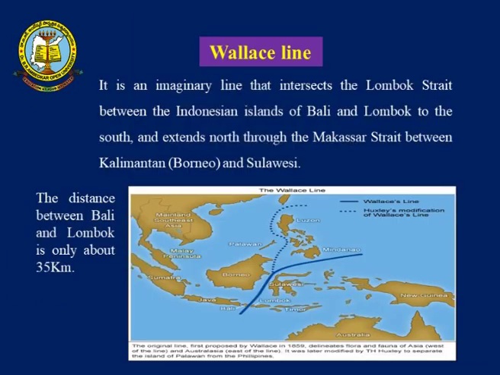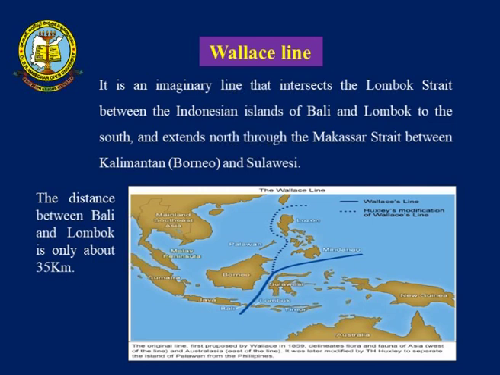The Wallace line is an imaginary line that intersects the Lombok Strait between the Indonesian islands of Bali and Lombok. So, if you can see, this is Bali over there and this is Lombok, and this is an imaginary line that separates Bali and Lombok to the south and extends north through the Makassar Strait, between Kalimantan, that is Borneo, and Sulawesi on either side. The distance between Bali and Lombok is just about 35 kilometers.